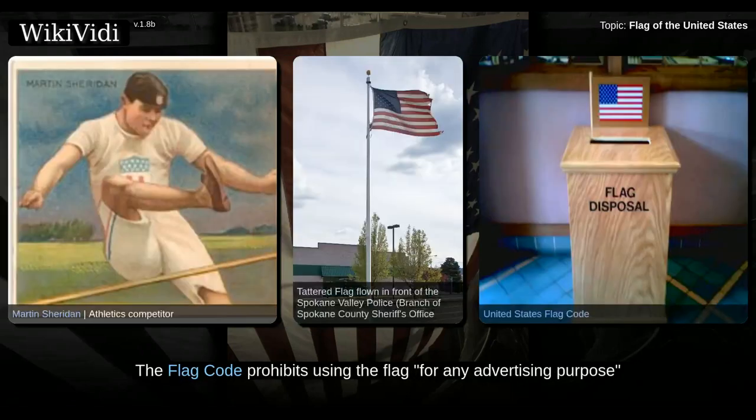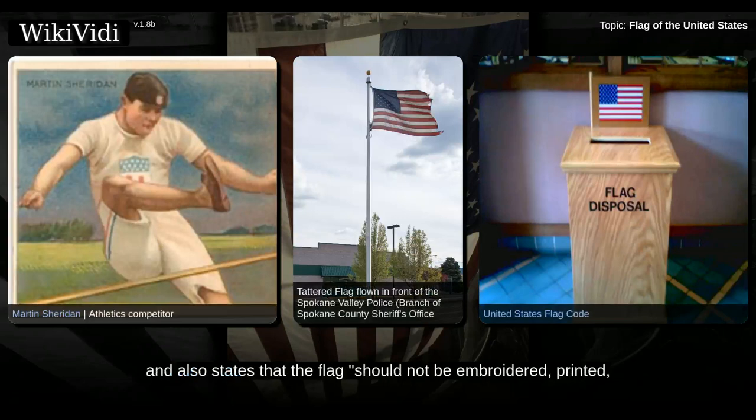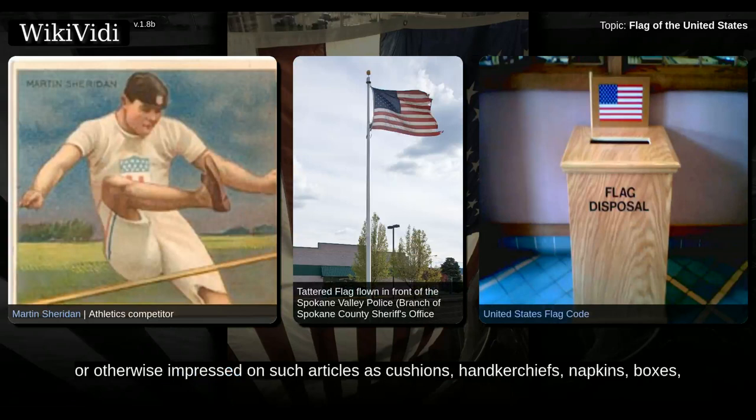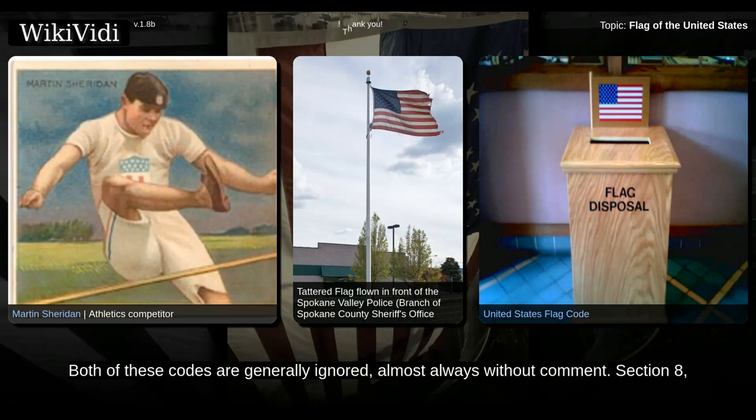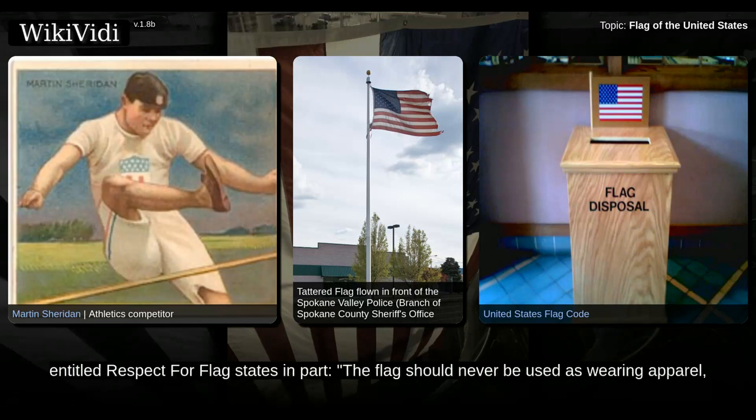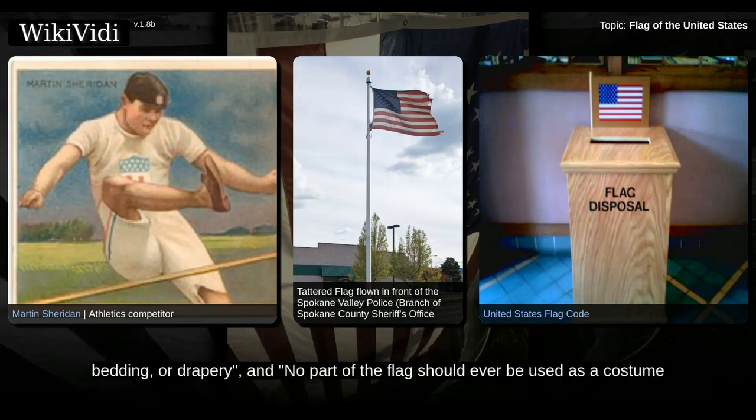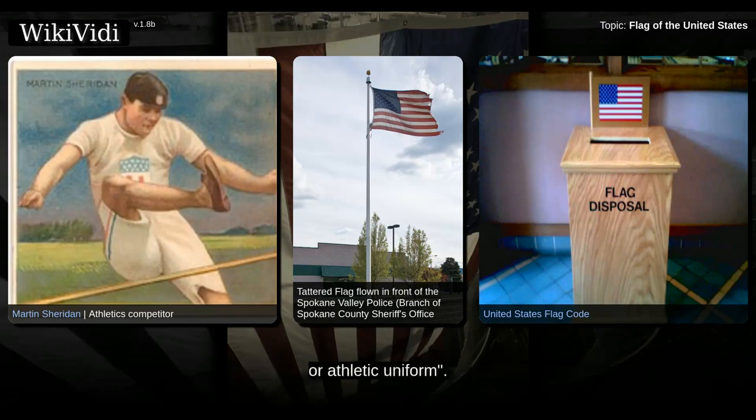The flag code prohibits using the flag for any advertising purpose, and also states that the flag should not be embroidered, printed, or otherwise impressed on such articles as cushions, handkerchiefs, napkins, boxes, or anything intended to be discarded after temporary use. Both of these codes are generally ignored, almost always without comment. Section 8, entitled Respect for Flag, states in part, "The flag should never be used as wearing apparel, bedding, or drapery, and no part of the flag should ever be used as a costume or athletic uniform."